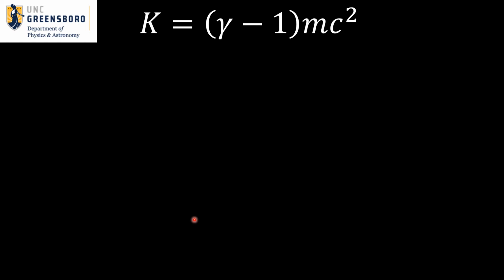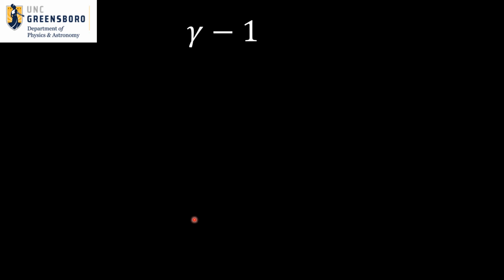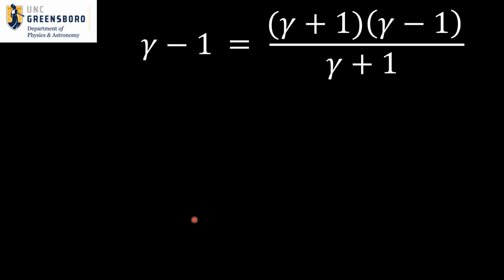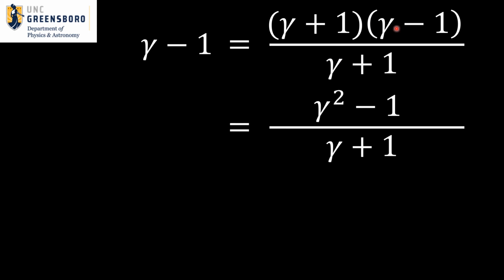Now I want to go through and derive that alternate expression, that equivalent expression for the relativistic kinetic energy. So we'll go back, we'll start here with our original equation for relativistic kinetic energy, but we're just going to focus on gamma minus 1. So specifically here, we're going to multiply both the top and bottom by gamma plus 1. And now if we multiply these expressions in the numerator together, we get gamma squared minus 1.